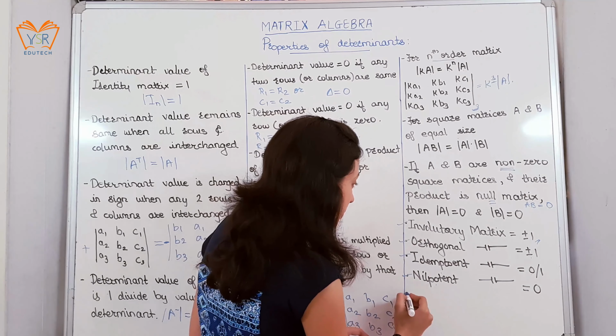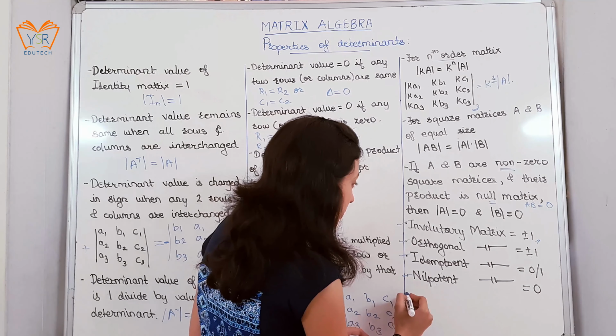For the first one, involutory, we know an involutory matrix is defined as A square is equal to I. That is, determinant of A square is equal to determinant of I. From this property we know that the determinant of the identity matrix is 1. So, we can write determinant of A into determinant of A is equal to 1. That is, the value will be 1 into 1 equal to 1, or minus 1 into minus 1 equal to 1. So, the value is plus or minus 1.